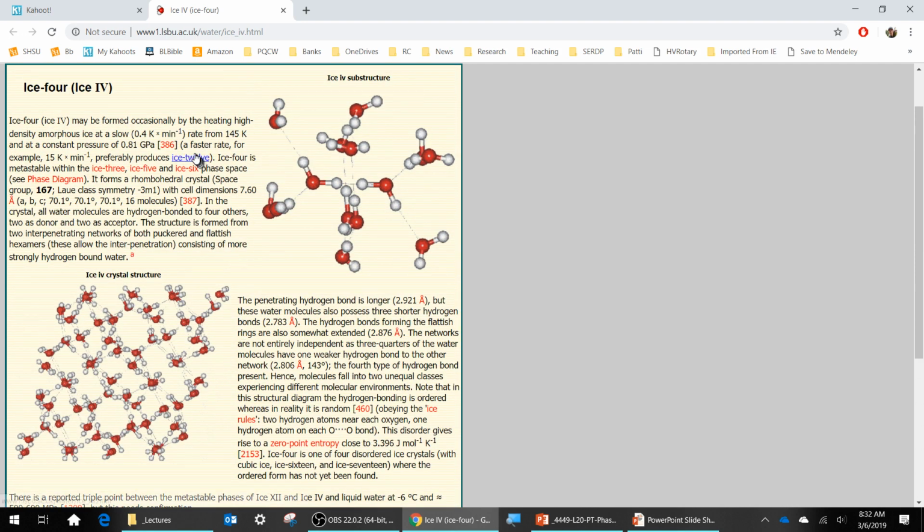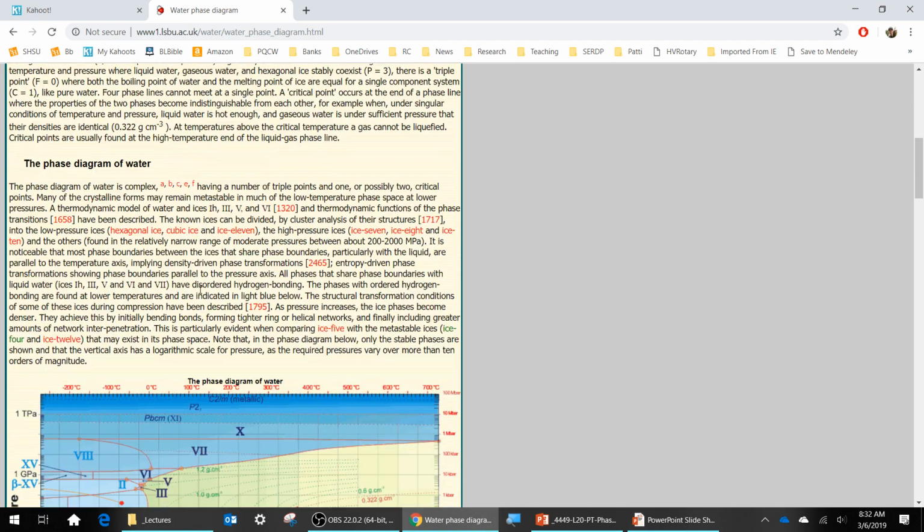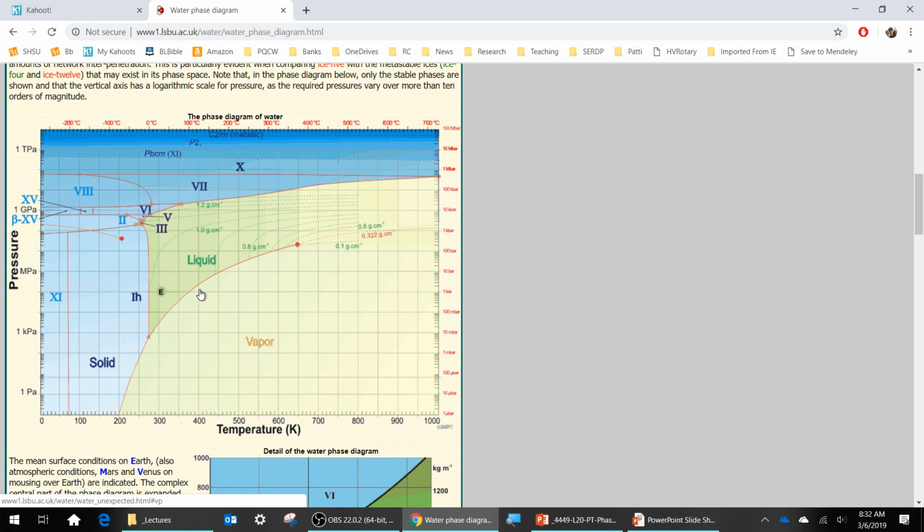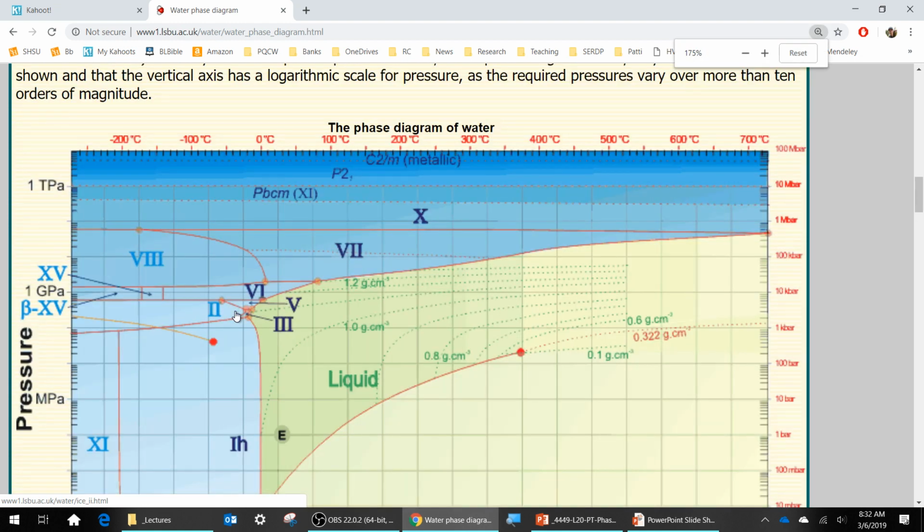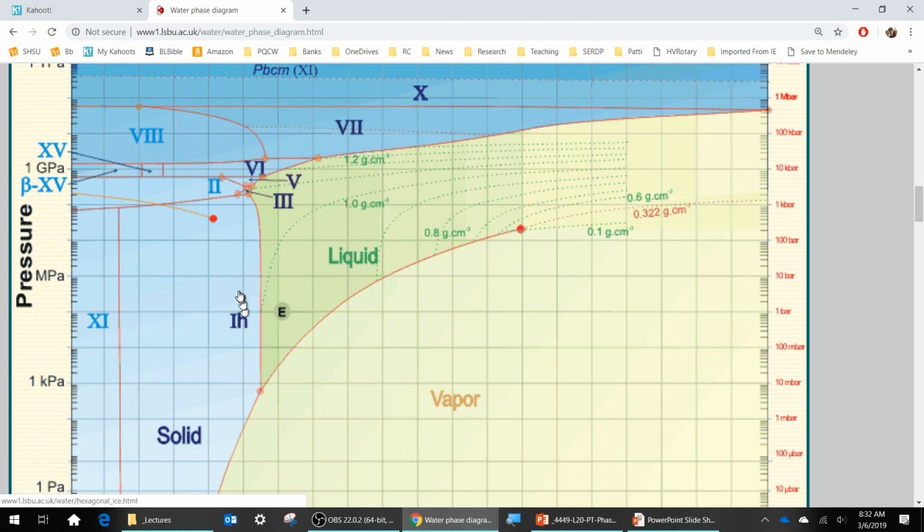It talks about ice 12, ice 3, ice 5, ice 6, but here's the structure of ice 4. It says it forms a rhombohedral crystal. I've got the crystal dimensions on it here too. It talks about it being metastable. Here's the phase diagram. Let's look at that. There we go. Look at that. Let me make it bigger if I can. Does that help? Yeah.